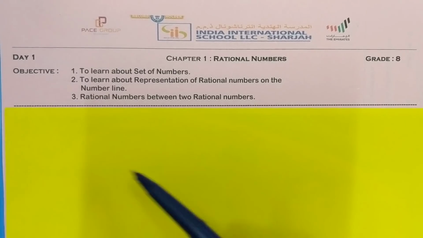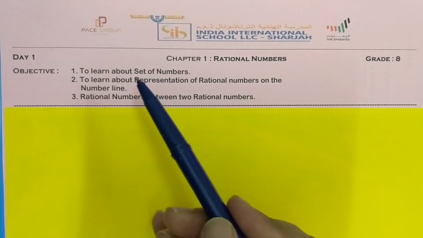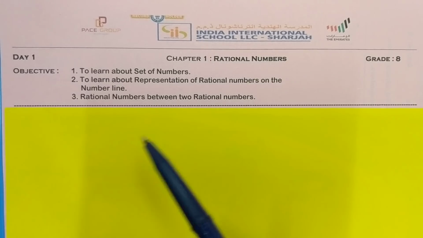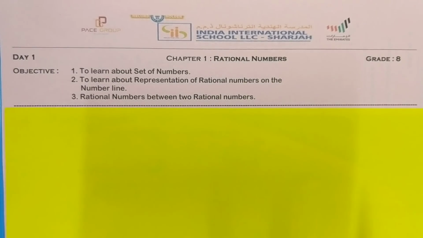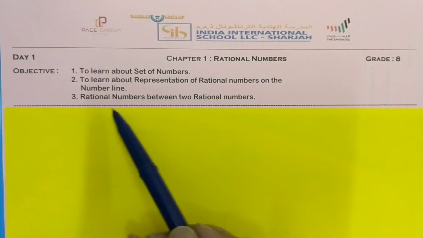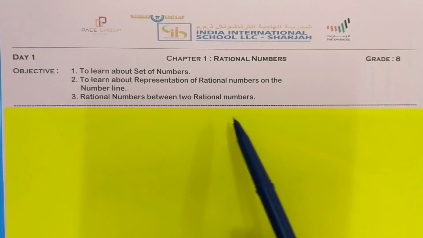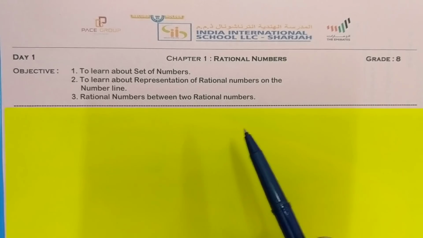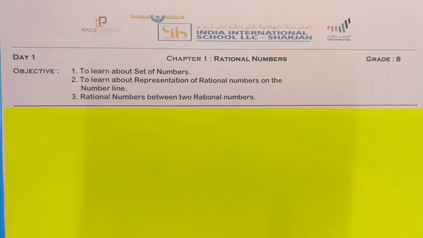Today we have three objectives. The first one is the set of numbers. We will learn the representation of rational numbers on the number line, and then we will learn the rational numbers between two rational numbers. So today, first of all, let's learn about the set of numbers.